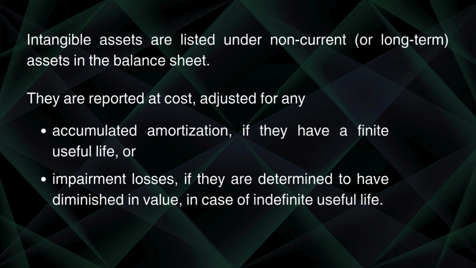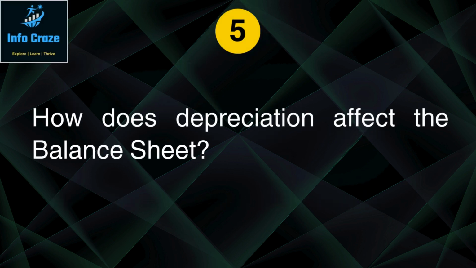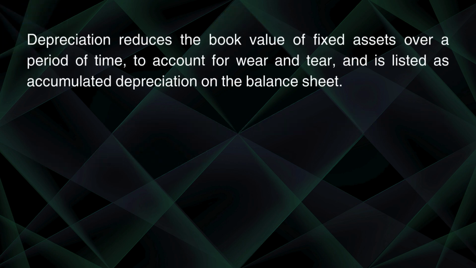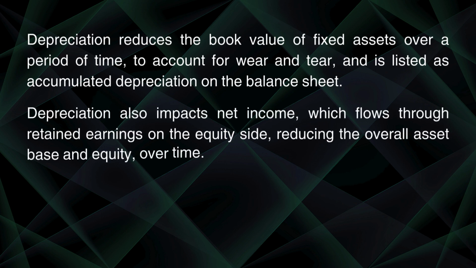The next question we have here is question number 5. How does depreciation affect the balance sheet? Depreciation reduces the book value of fixed assets over a period of time to account for wear and tear and is listed as accumulated depreciation on the balance sheet. Depreciation also impacts net income, which flows through retained earnings on the equity side, reducing the overall asset base and equity over time. Hope you have understood all the questions.